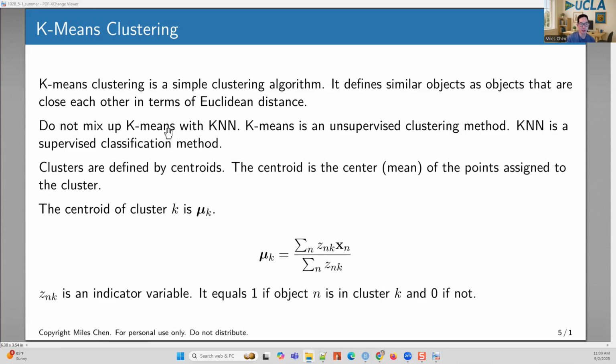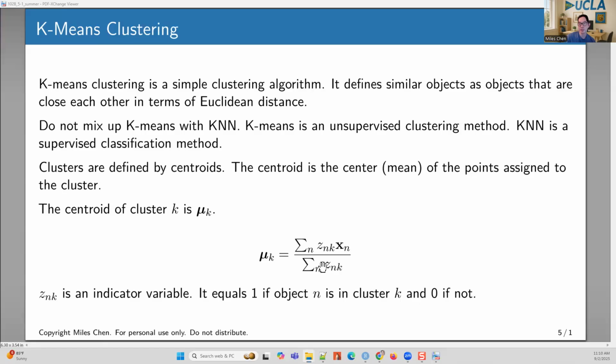Clusters are going to be defined by the centroids, and the centroid is going to be the center or the mean of the points that are assigned to that cluster. So if you have cluster K, its centroid, and this is basically just a fancy formula that says take the mean of the points assigned to that cluster. You have Z, which is an indicator variable, and if observation N is in cluster K, then Z_nk is going to be a 1. If it's not in cluster K, it's a zero.